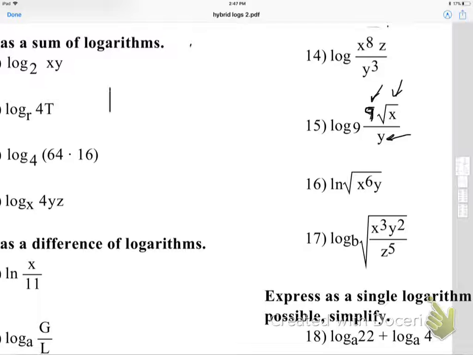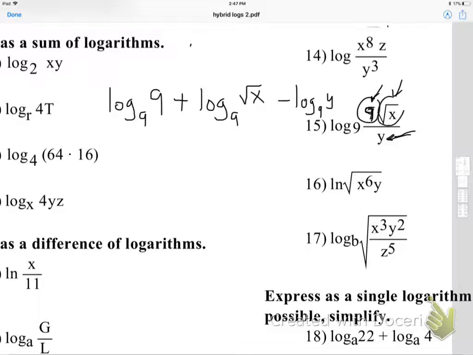So here we go. Log to base 9 of the first one, which is the 9, plus log to base 9 of the root x, okay? And then finally, because this one here is on the bottom, minus log to base 9 of the y, okay? So again, a 1, 2, 3 things, a 1, 2, 3 separate logs.